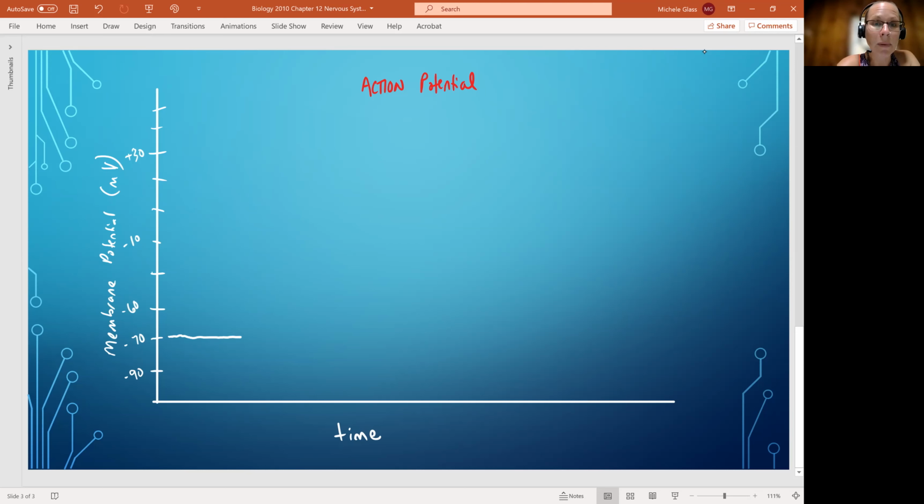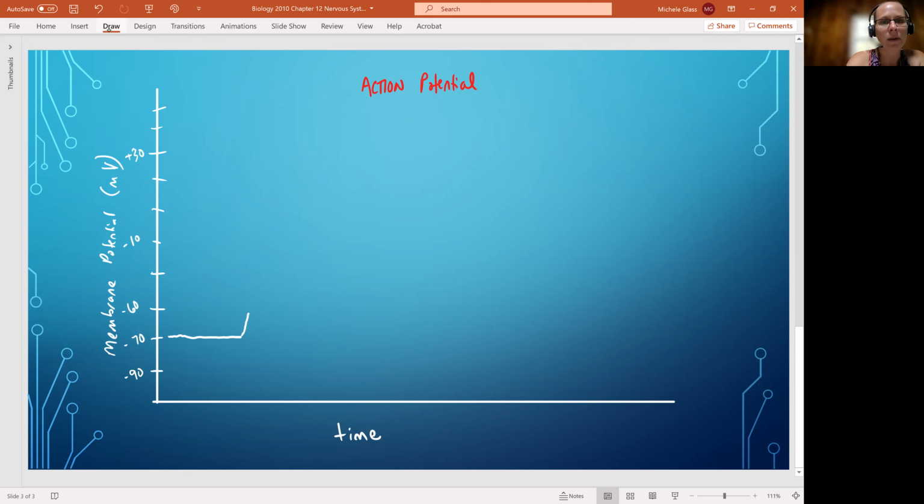Acetylcholine is going to bind. That's going to open up those chemically gated sodium channels. And now we're ready for team sodium, sodium team A, to come in. And so let's bring our line up so that we're getting towards our negative 60.